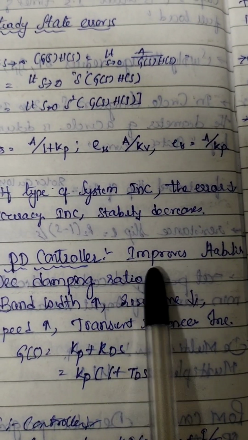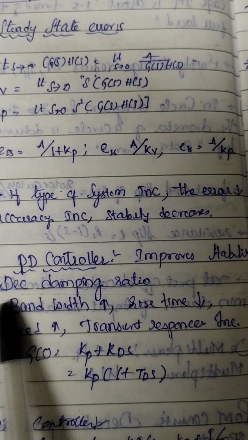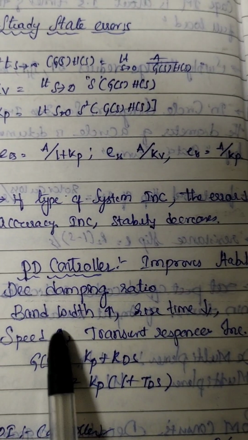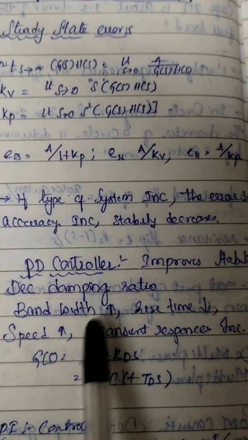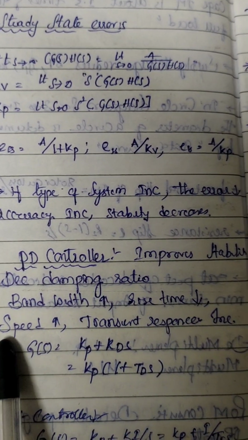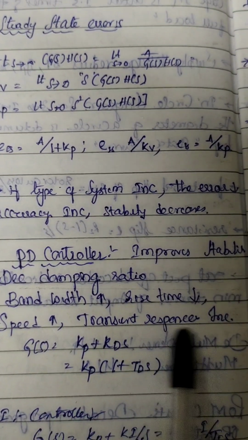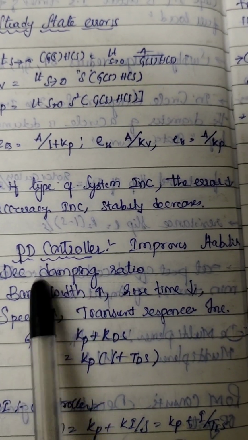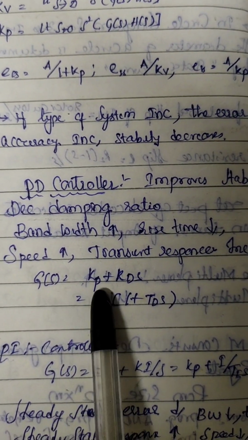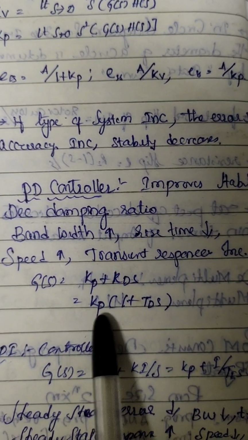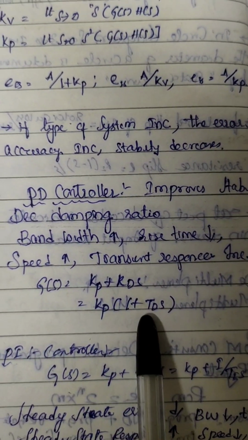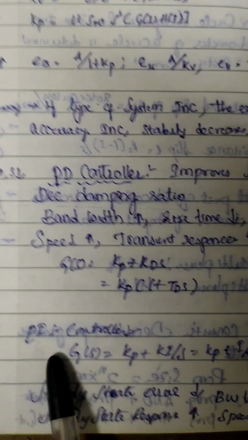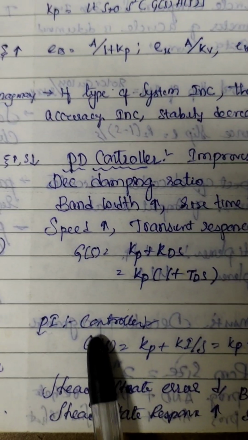PD controller improves the stability by increasing the damping ratio. In this PD controller, the bandwidth increases and rise time decreases. Whenever the bandwidth increases, the rise time decreases. The speed increases, and the transient response also improves. Here you can see that G of s is equal to Kp plus Kd s, which is Kp into 1 plus TD s. PI controller, these all come under the control system.